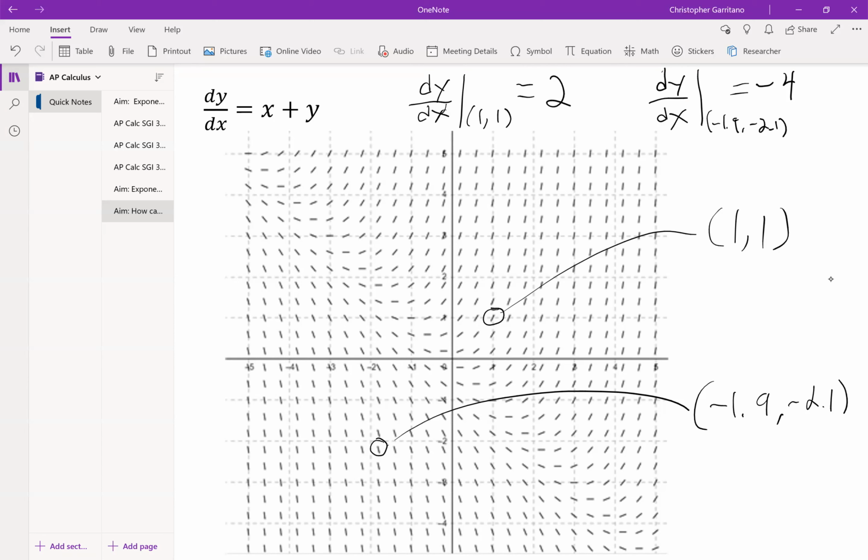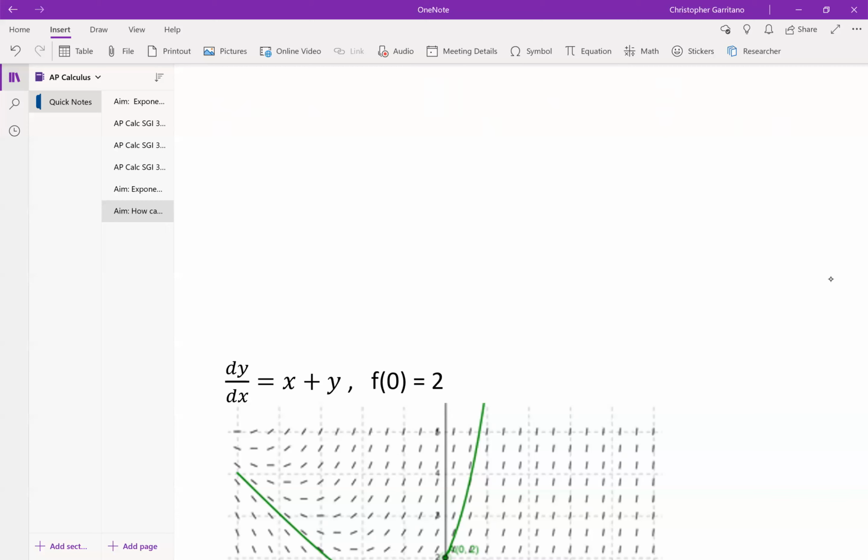Can we get a sense of the particular solution? Well, yes, you can. We will use the slope field to help us determine what the particular solution looks like. We might not be able to get the exact equation of the particular solution, but we can get a sense of what the model would look like. So for example, here we have the same differential equation, but let's say we know that f of 0 is equal to 2. In other words, the point 0, 2 exists in this model.